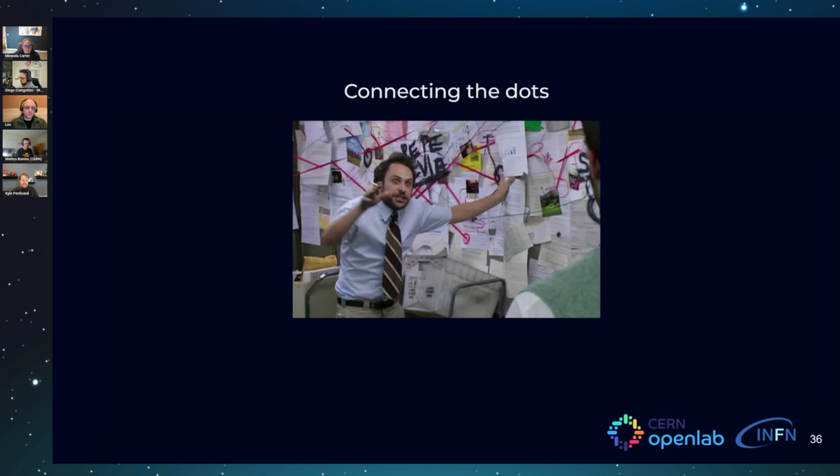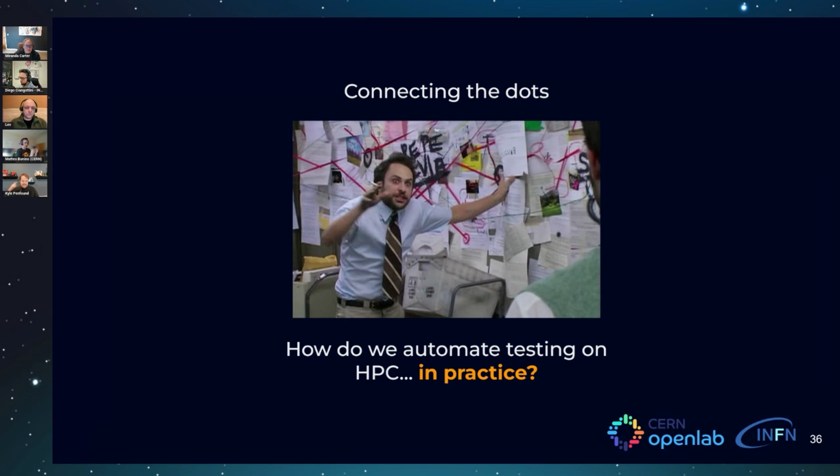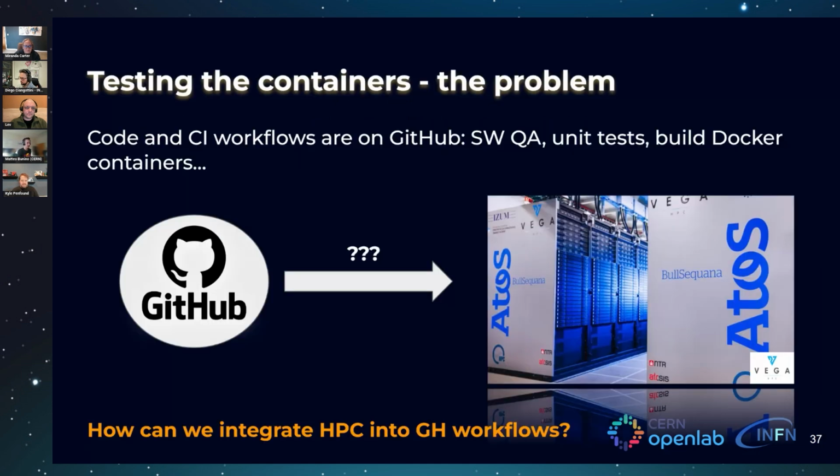So let's try to wrap up and put everything together. So how do we actually do all of this in practice on HPC? Currently we have our code and CI workflows hosted on GitHub. But how do we connect GitHub to HPC, or in other words, how do we integrate HPC resources into GitHub?